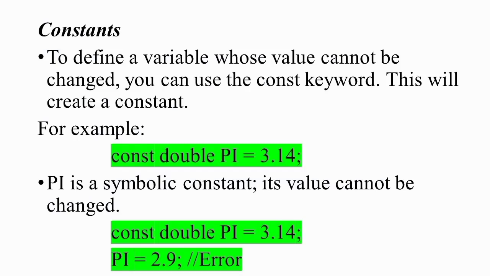To constants. If you want to define a variable whose value cannot be changed, you can use the const keyword. This will create a constant. For example, const double pi = 3.14. Notice here we have added the keyword const. Here pi is a symbolic constant. Its value cannot be changed.